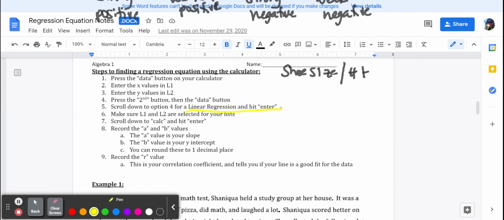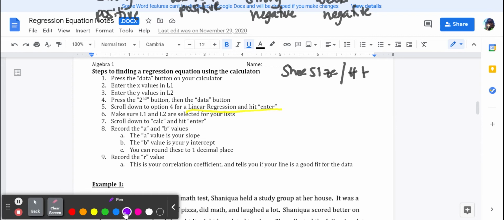So what the R value is going to end up telling us is how good the line that I just came up with is as a fit for my data. And if it's a great fit, it'll equal 1. That means it's perfect. All my points fall on the line. The closer it is to 0, the worse the line is for me.